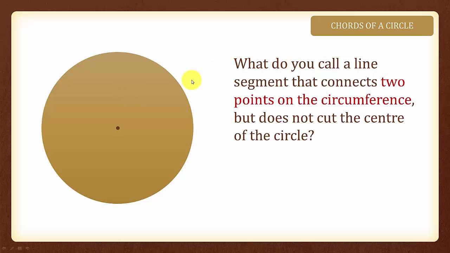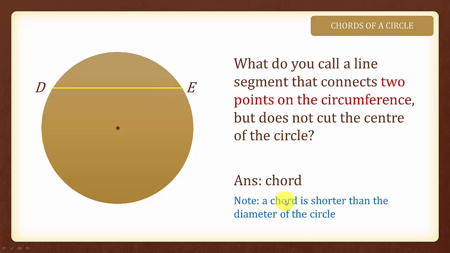And what do you call a line segment that connects 2 points on the circumference but does not cut the center of the circle? For example, VE. This is called the chord. To note, a chord is always shorter than the diameter of a circle.